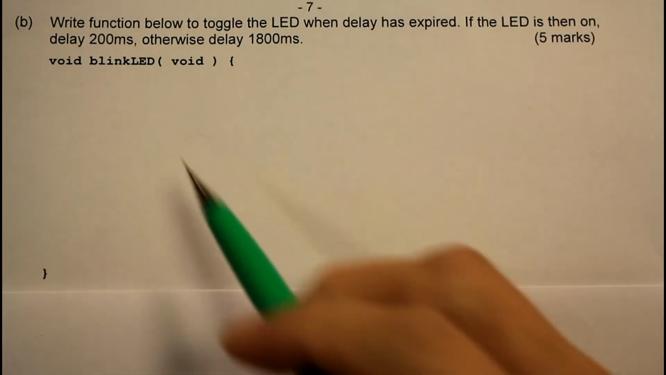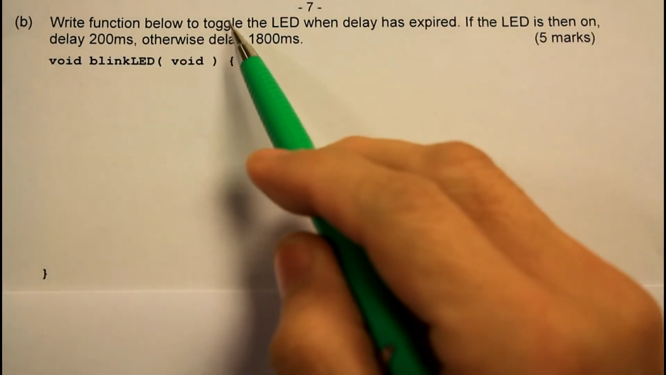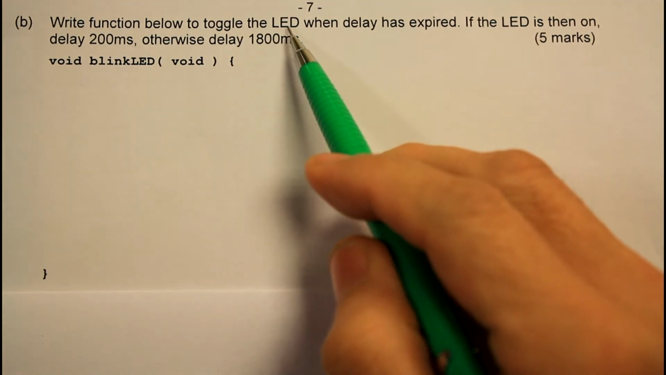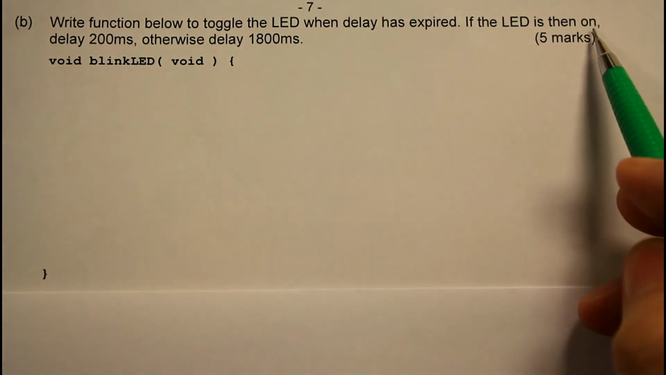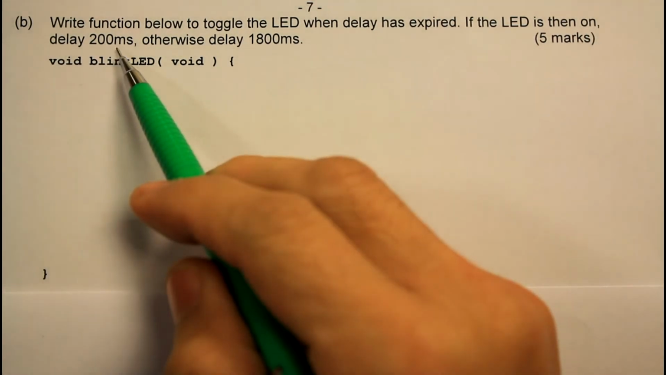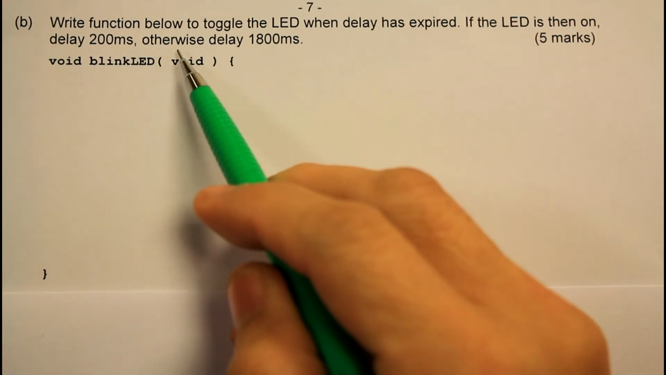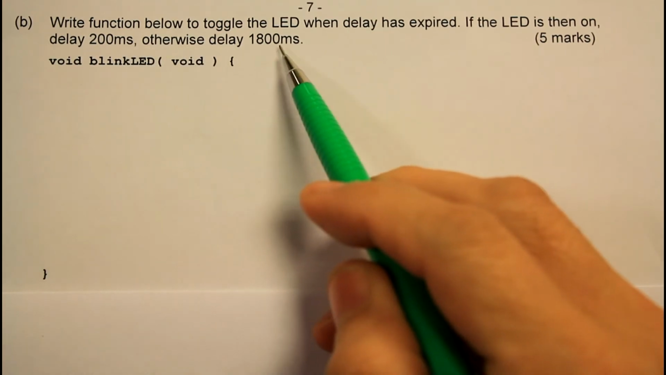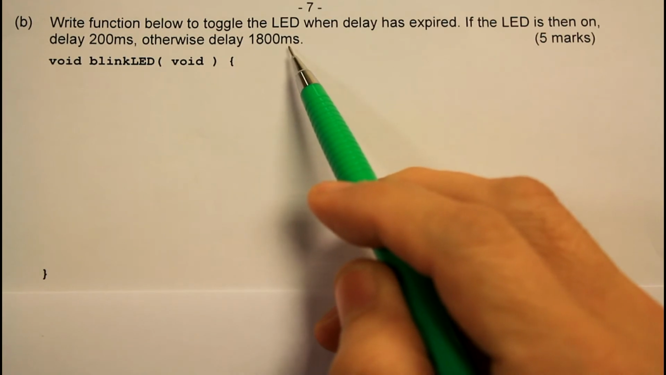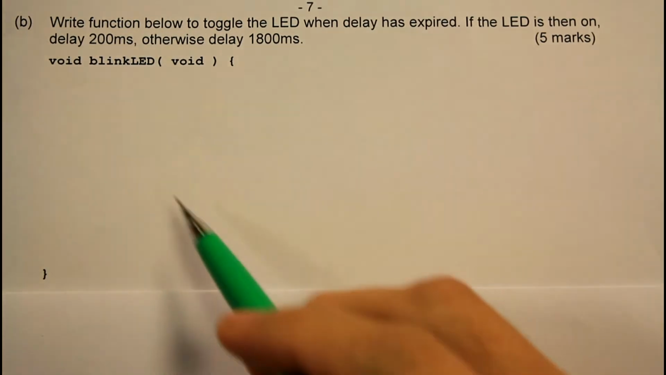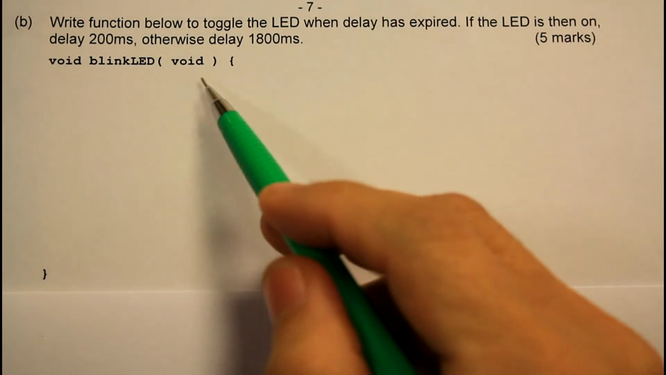Our next task would be to write a function to toggle the LED when the delay has expired. If the LED is on, we will delay for 200 milliseconds to let it stay on for 200 milliseconds. Otherwise, if it's off, we will delay for 1800 milliseconds so that it stays off for 1800 milliseconds. Right, so void blink LED void.